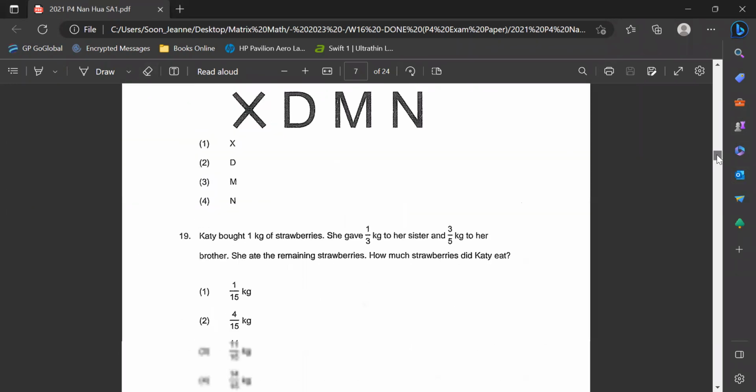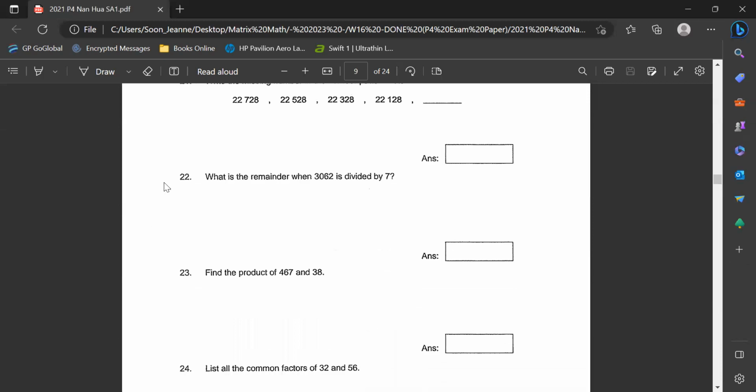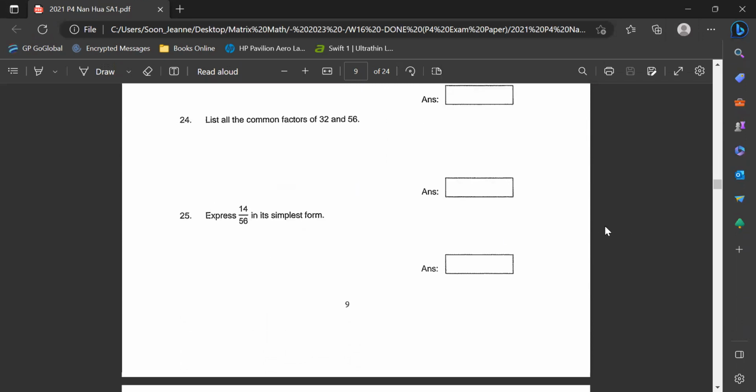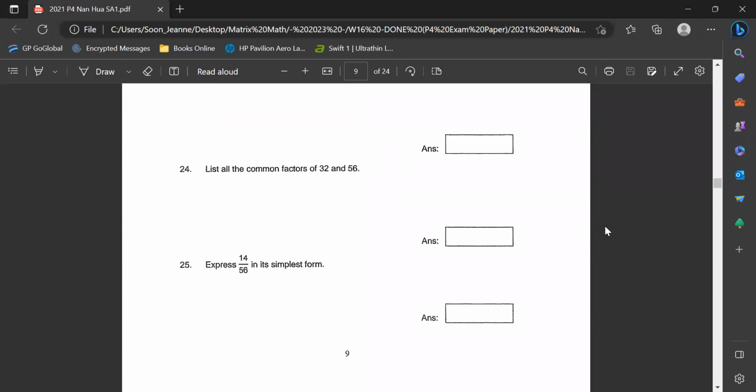I'm going to do question number 24 for section B first. Okay, so let's look at 24. It says to list all the common factors of 32 and 56. We just did factors, so we're going to do factors, right? You list down the factors of 32. First it will be 1 and 32, then 2 and 16, and 4 and 8. That's all.